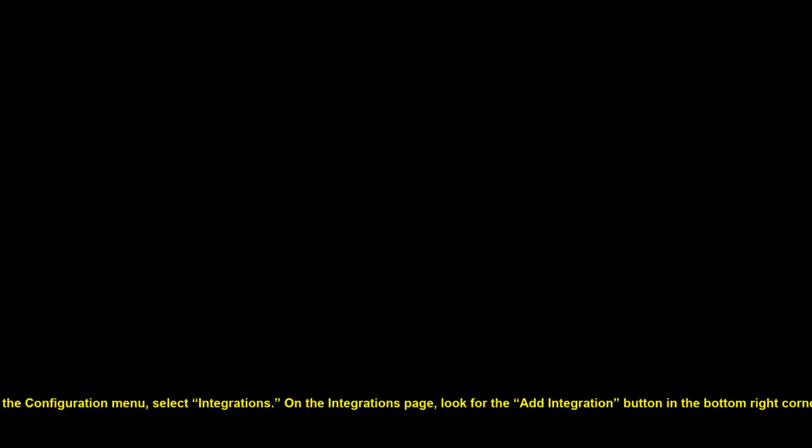On the integrations page, look for the Add Integration button in the bottom right. Click on the Add Integration button. In the search bar, type Tesla and select the Tesla integration from the list.